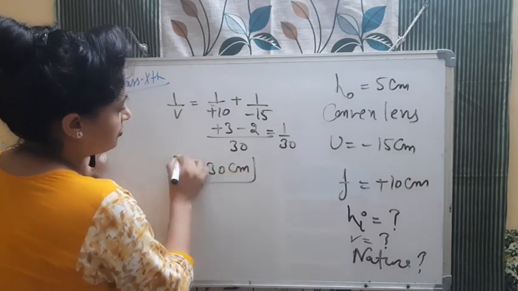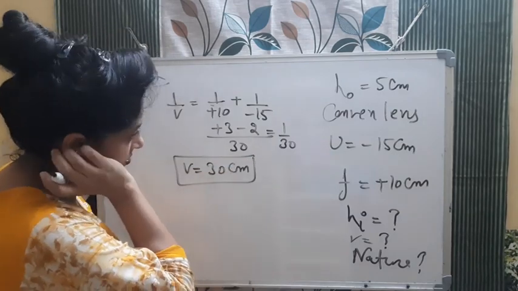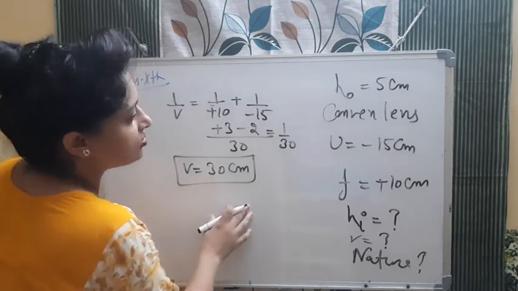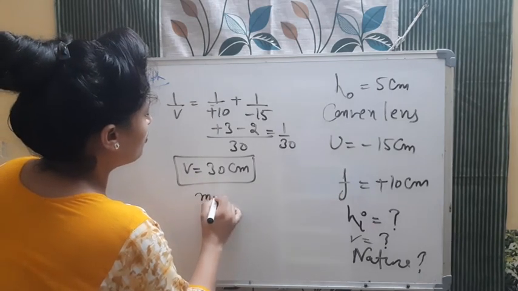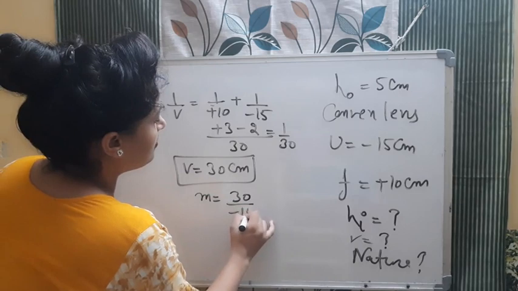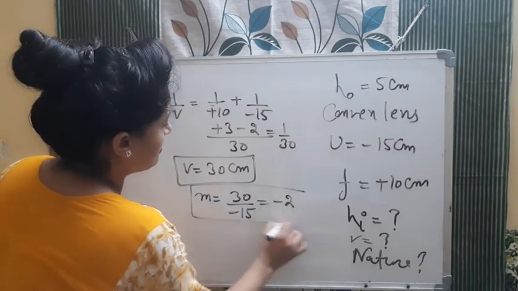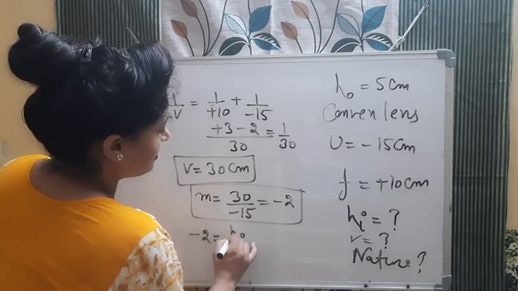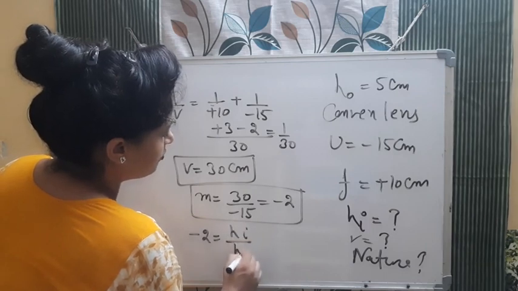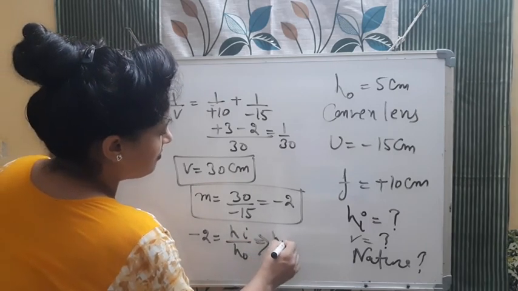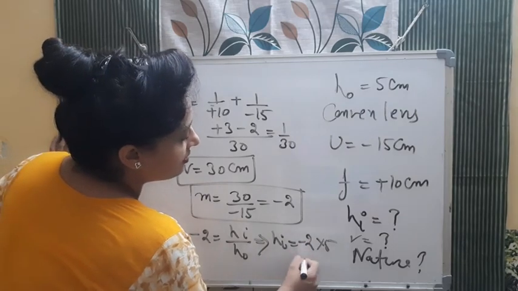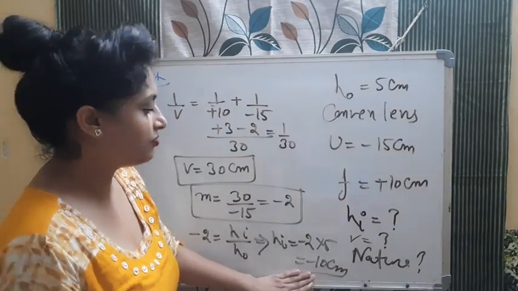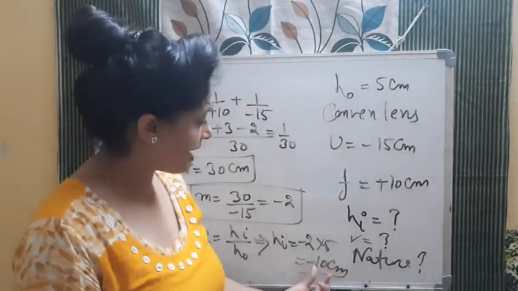30 centimeter. I think we have done this question already, or not? No, let's repeat it. V is equal to 30, U is equal to minus 15, and magnification you want to calculate, so V by U, it will be minus 2. Okay, so if you want to find the height, minus 2 is equal to height of image divided by height of object. Okay, similar question we did. So height of image will be minus 2 into 5. It will be minus 10 centimeter. So what can you say about the nature of the image? Height of image is negative, so real, inverted, enlarged in size.